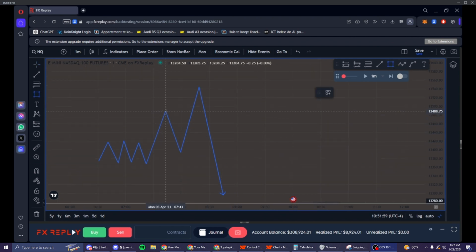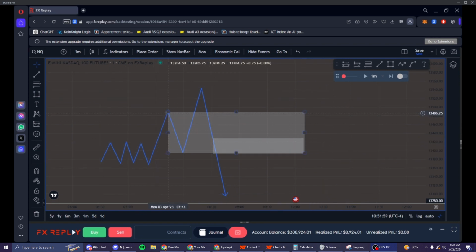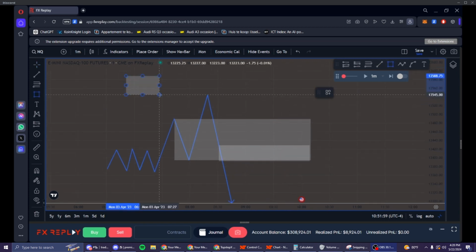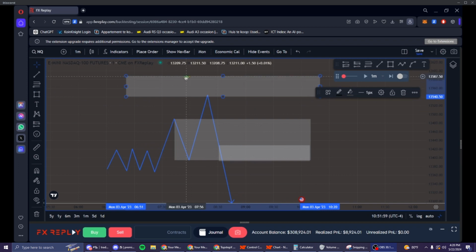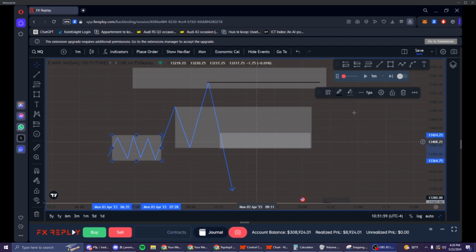Okay, so this would be the breaker block, the unicorn model. Fair value gap would be somewhere around here. And then we have a high time frame PDRA right here that the higher high taps into. I'll mark this out for a second. And then you have consolidation.